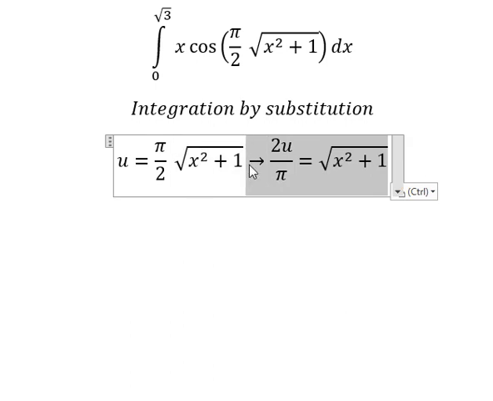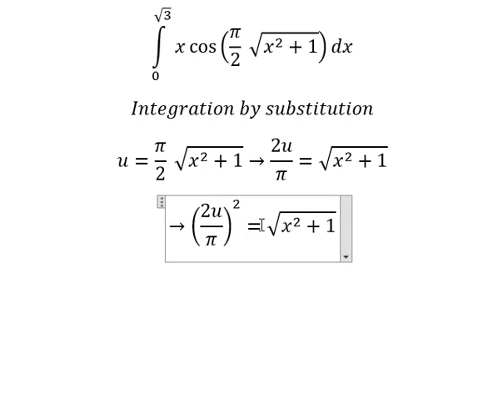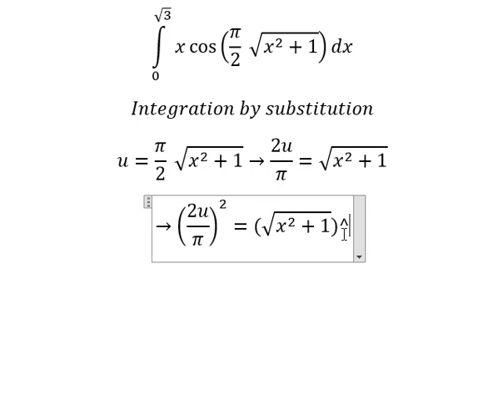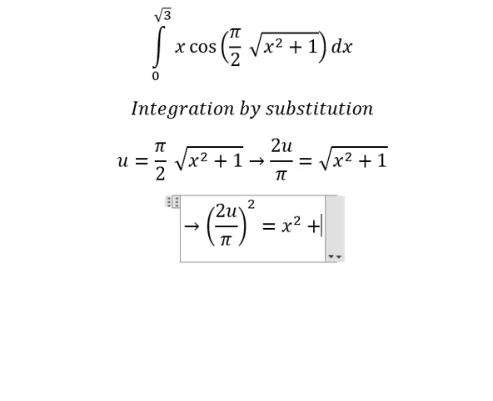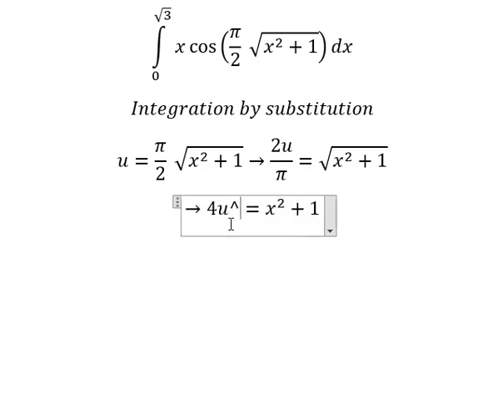Next, we put the power number 2 on both sides. This one we have s squared plus 1. This one is 4u squared over b squared.